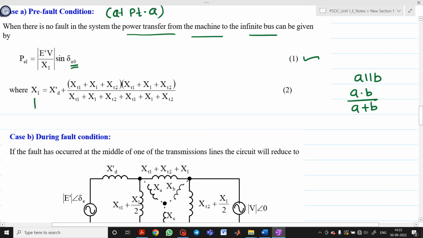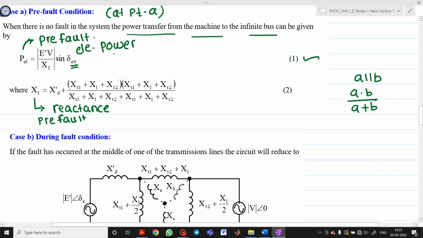Treat this as X1. This is nothing but your pre-fault reactance, and this will be your pre-fault electrical power transfer. So this is the case of the pre-fault condition. Now during fault what happens? Now what will we do?